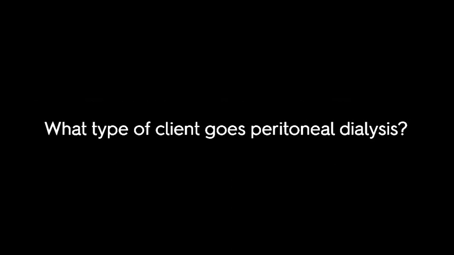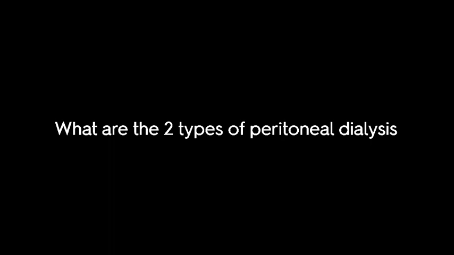What type of client goes on peritoneal dialysis? Someone who cannot tolerate hemodialysis or someone who chooses peritoneal. What if all the fluid doesn't come out? Turn the person from side to side. What are the two types of peritoneal dialysis? CAPD and CCPD.